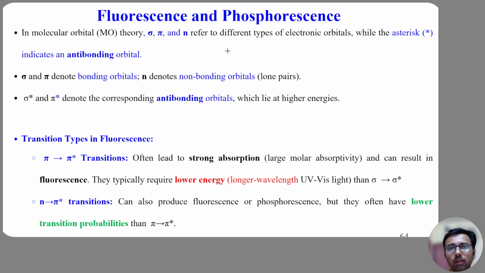Now consider transition types. Pi to pi star transitions have very strong absorption, larger molar absorptivity, and highly probable fluorescence. These transitions require lower excitation energy, so they appear in the longer wavelength visible region. In contrast, sigma to sigma star transitions require extremely high energy. Another possibility is n to pi star transitions. These can produce fluorescence or phosphorescence, but orbital overlap is weaker, so transition probability is much lower.